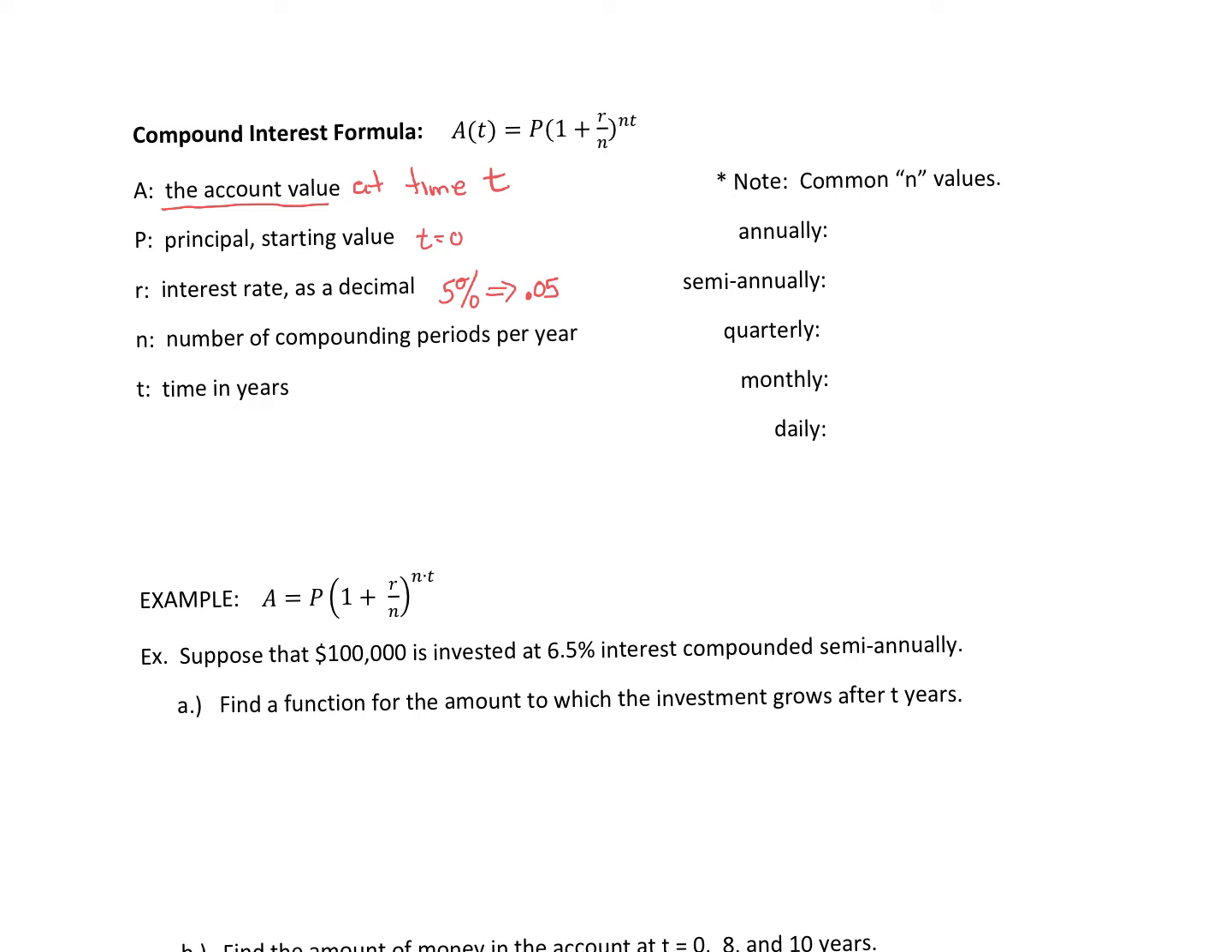N is the number of compounding periods per year. So 6 years would be 6, but 6 months would be 1/2. And T is the time in years.